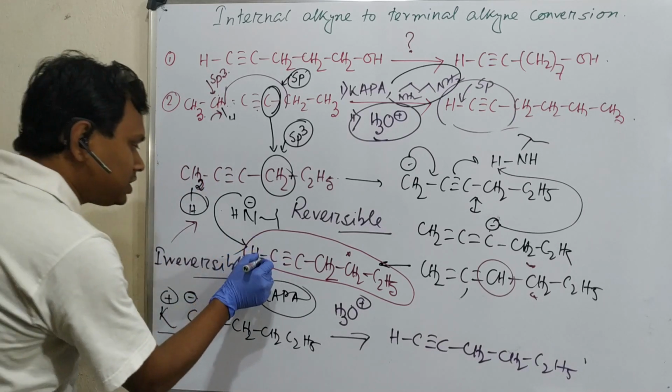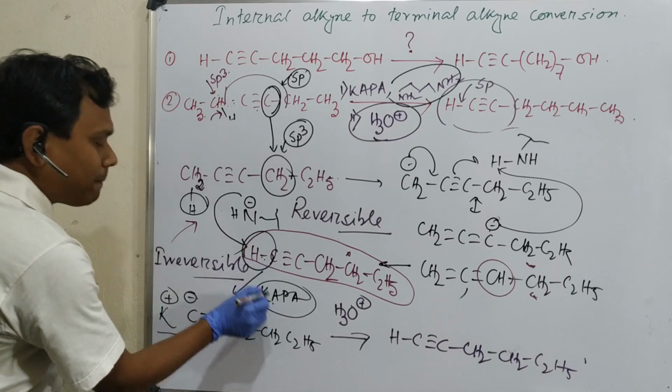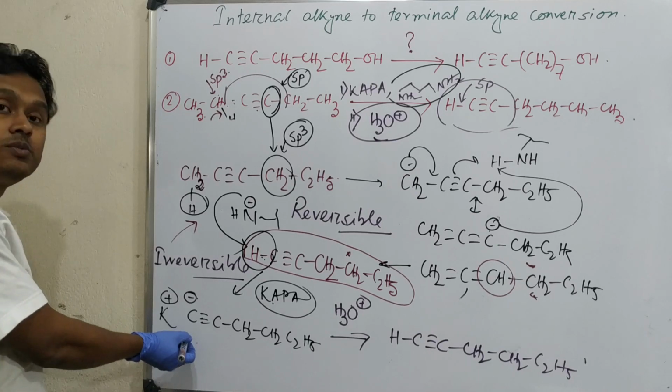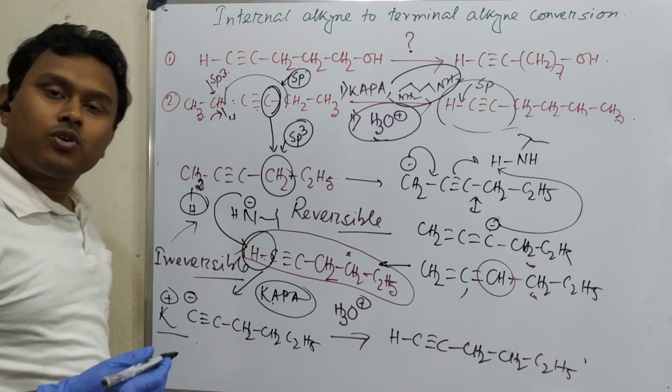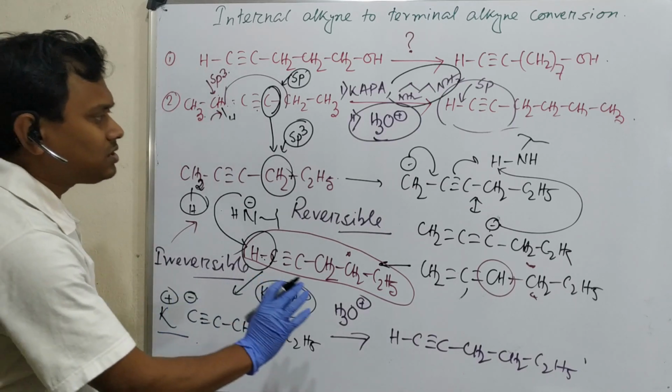The reaction will continue because this is an acid-base reaction. This and the base, KAPA, an acid-base reaction, is very fast. So it will end up here, and in the reaction mixture it will remain as a salt. So why can't this go back? Because it's stable. Why would you want the thing to go unstable? So this is the thing.